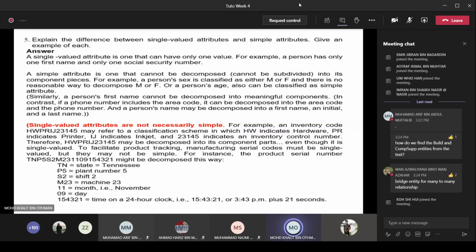Okay, but this is just an example of what is a single valued attribute and what is a simple attribute. Please note that single valued attributes are not necessarily simple. For example, an inventory code is a single valued attribute, because an inventory code only has one code. For example, HWPRIJ23145 may refer to a classification scheme in which HW indicates hardware, PR indicates printer, IJ indicates inkjet, and so on.